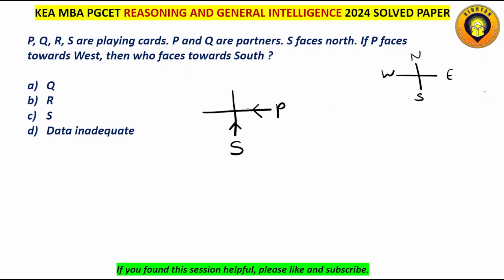Okay. Then who faces towards south? Who is sitting here? There are two persons left, that is Q and R. Now either of these two has to sit in this place, but you don't have any other clue to say who is exactly sitting in this position, right? They only told that P and Q are partners, but that is not required to solve this. So the given data is inadequate to solve this question. Therefore option D, data inadequate.